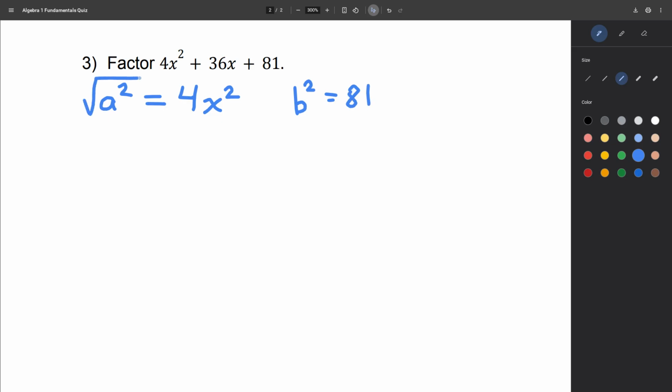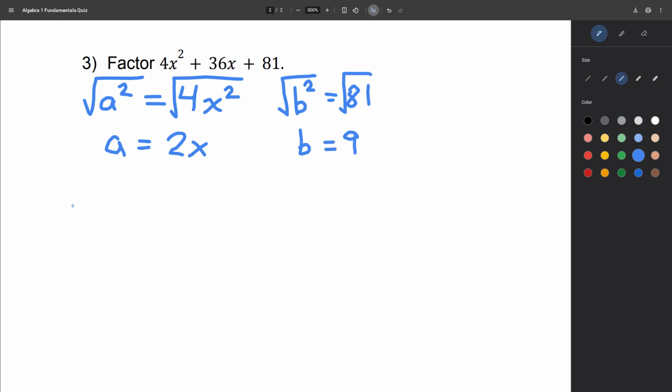So to get a, we've got to take the square root of a squared. That means we've got to take the square root of 4x squared. So square root of a squared is just a. And the square root of 4x squared, well, 2 times 2 is 4. And x times x is x squared, so it's 2x. To get b squared, we have to take the square root, which means we have to take the square root of 81 as well. Square root of b squared is b, and the square root of 81 is 9.